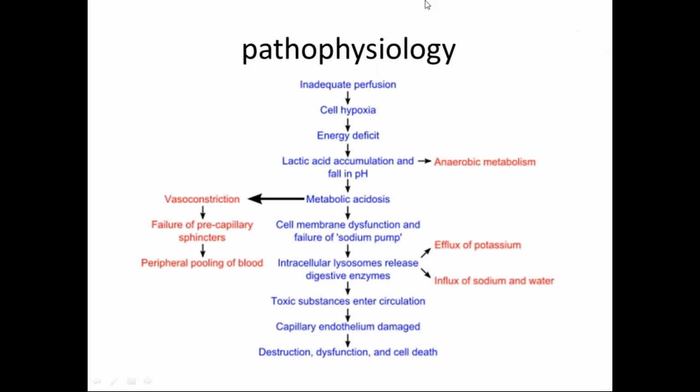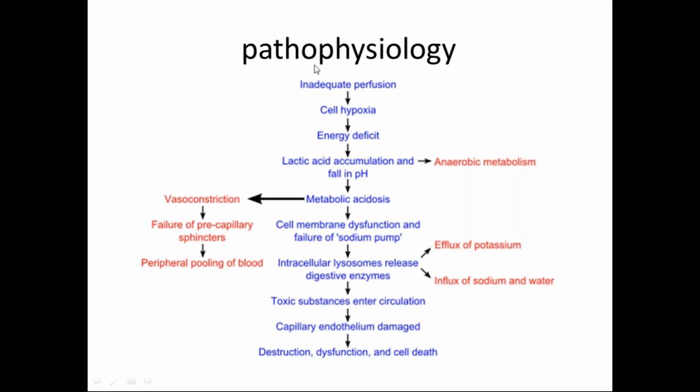Coming to pathophysiology. Remember, though there are many causes of shock, the basic pathophysiology is the same. At the end, it will lead to inadequate perfusion. So what will happen if there is inadequate perfusion? It will cause cellular hypoxia. If there is cellular hypoxia, it will lead to energy deficit. This will lead to lactic acid accumulation and fall in pH, because whenever there is oxygen, it leads to aerobic metabolism.